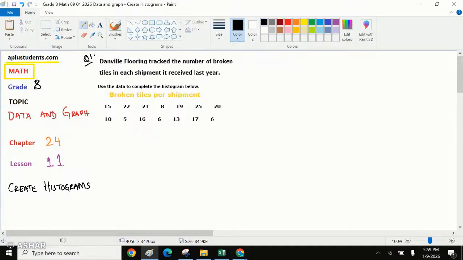So what we need to do is the tally marking first. We can do individual values also, but there would be too many columns. So what we prefer doing is breaking them into groups: from 1 to 5 tiles broken, 6 to 10. We look at the minimum number, which was 5, and the maximum number, which was 25, right? And then 11 to 15 tiles broken, then 16 to 20 tiles broken, and then 21 to 25 tiles broken, right?